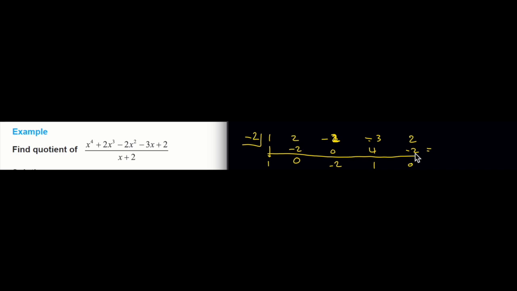It will be, for the quotient, 1 x to the power 3 plus 0 times x squared. We will cancel it. Minus 2 times x plus 1 plus 0. So the final answer will be x to the power 3 minus 2x plus 1.